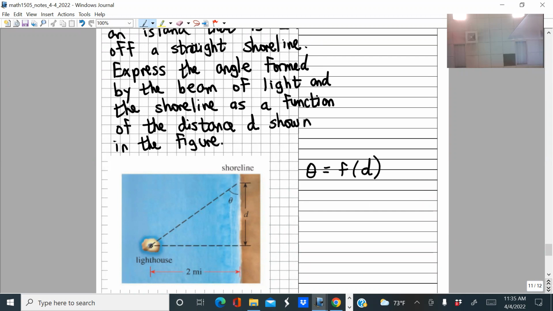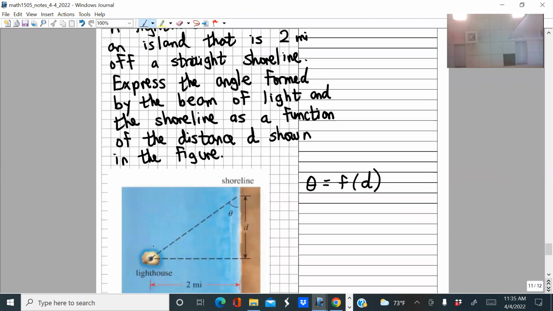Okay. And what are we doing with that? Express the angle formed by the beam of light from the lighthouse and the shoreline, so that angle between the beam of light and the shoreline, as a function of this distance d given in the picture. All right, so here's what they're asking you to do.